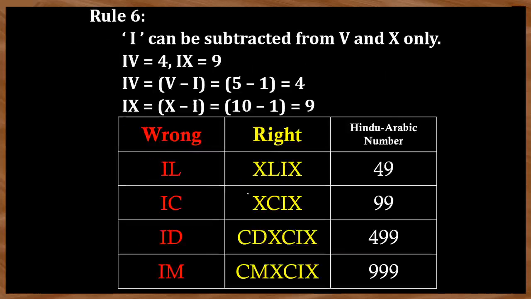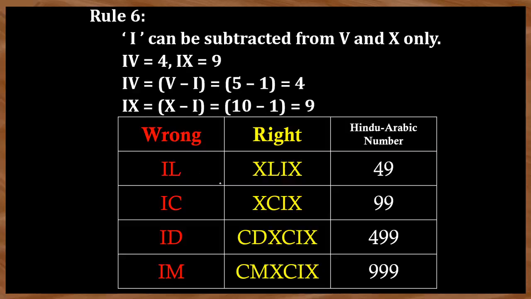Next, rule 6. 1 can be subtracted from 5 and 10 only. Observe here, 1 is the single digit number. You should subtract 1 from single digit numbers, up to 10s only, that also 5 and 10 only you can subtract 1. To write 4 and 9, you can subtract 1 from 5 and 10. IV means V minus I, which is 5 minus 1, 4. IX means X minus I, which is 10 minus 1, which is 9.